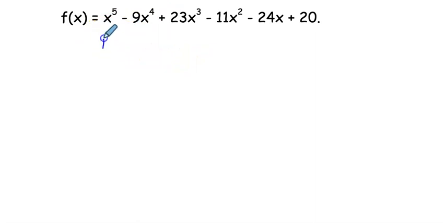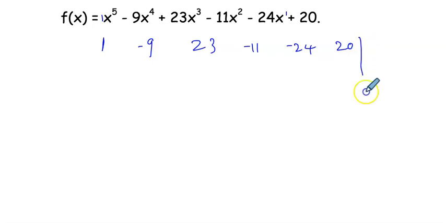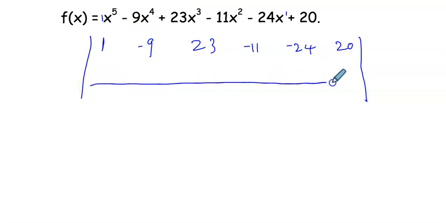First step, I'll drop down only the numerical coefficients. So this is 1, -9. And by the way, see, the standard form is very much relevant here. I have to make sure that this function is in the standard form: after 5, 4, 3, 2, and this is 1 constant. Good. So 1, minus 9, 23, minus 11, minus 24 and 20. Within this, I'll have my horizontal line. Okay, this is 23.